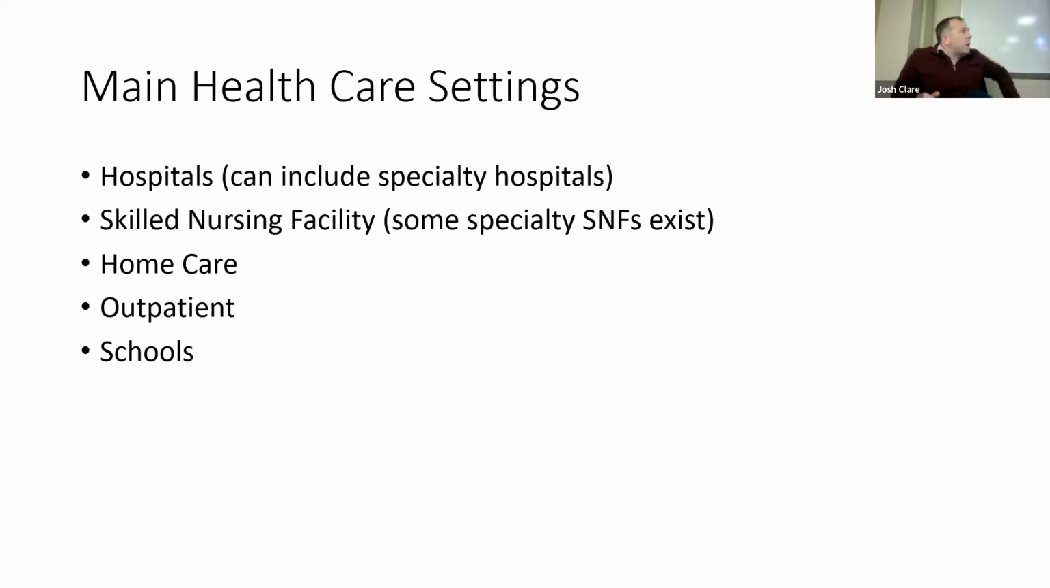So the main healthcare settings we're going to talk about: hospitals, skilled nursing facilities, home care, outpatient, and schools. I'm going to talk just broadly about all hospitals. Just realize there are specialty hospitals. Hasbro Hospital is a pediatric hospital. That's a specialty. There's a lot of other specialty type hospitals that I'm not going to go into significantly. I'm just going to clump them all the same. Same thing for skilled nursing facilities.